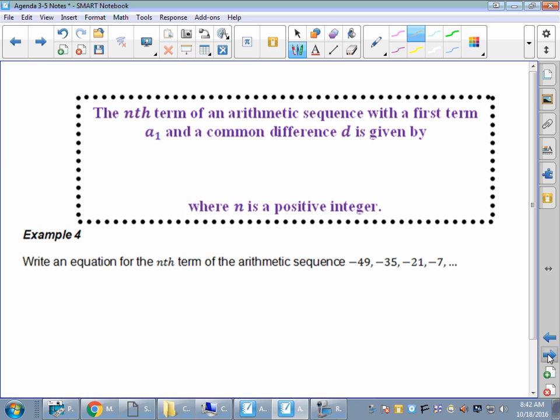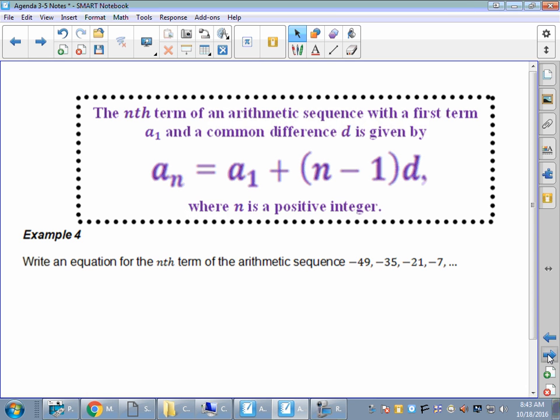So now that we see that, that seems really simple, right? We've got ourselves a big equation or formula. The nth term of an arithmetic sequence with a first term of a sub 1, notice I said a sub 1, the little tiny one there, and a common difference D is given by this equation. This is important. Make sure you get this down. A sub n, we could also substitute that with a y if we wanted to.